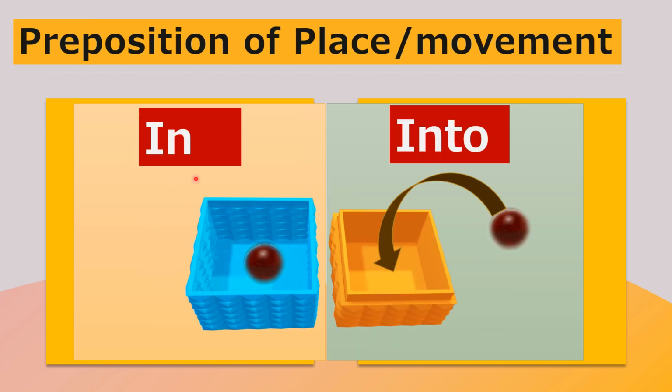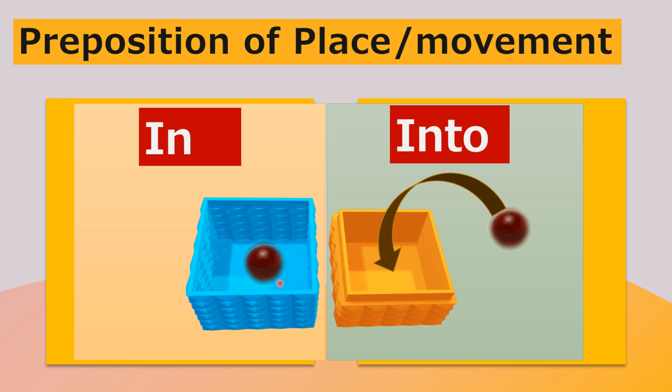Now we have in and into. In is a preposition of place. Into is a preposition of movement. As you can see, the ball is kept in the box. It is constant here. It cannot show any movement here. It cannot come out. At that time, we will use in.